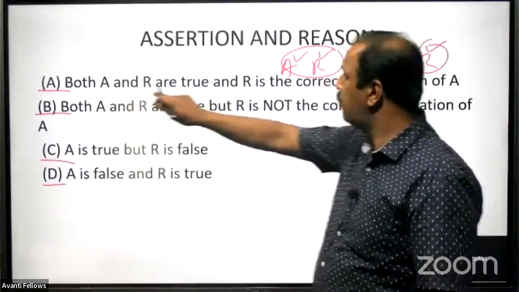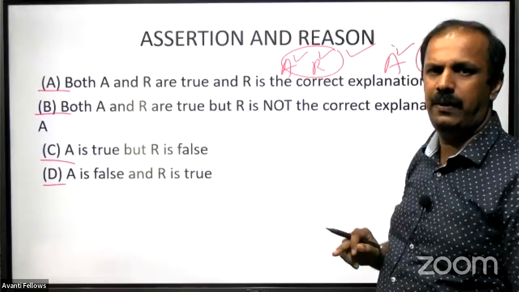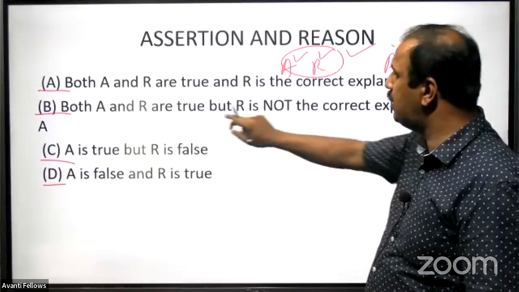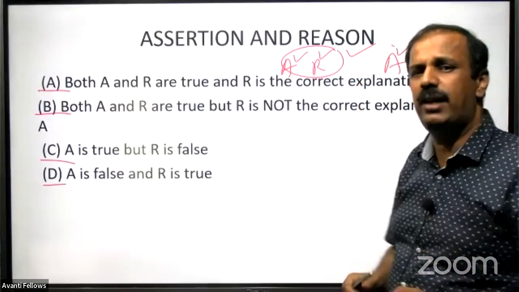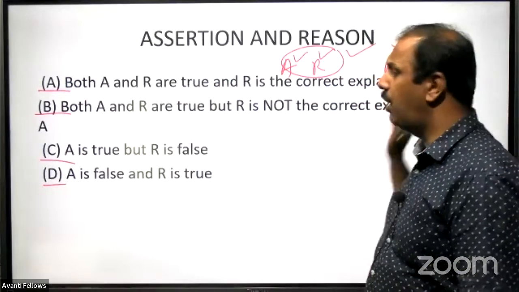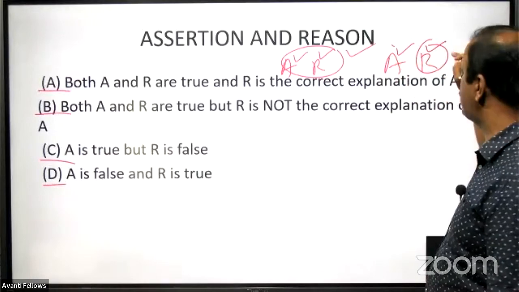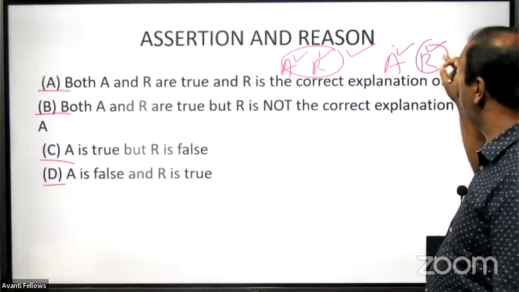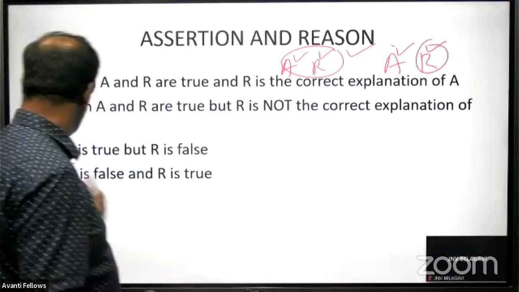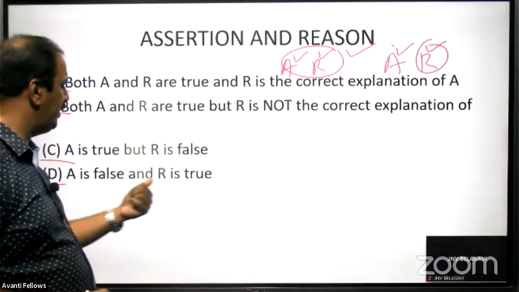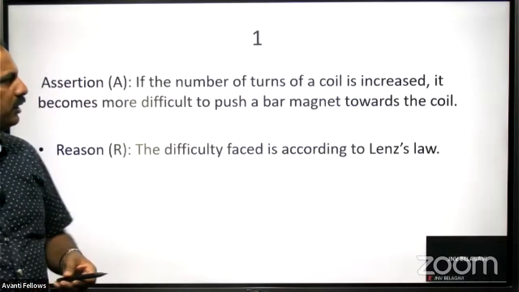So here, the first one, assertion is right and reason is right, and this reason should explain the assertion. Mostly what happens is when assertion is right and reason is right, people will write the first option. But you should check whether this reason explains the assertion or is related to it. Both are true, but it should have a relation also. The third option, A is true, but R is false. The next option is A is false and R is true. So we'll go through one or two example questions for that.